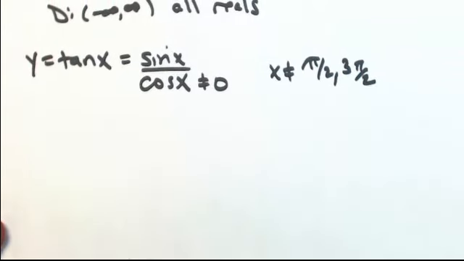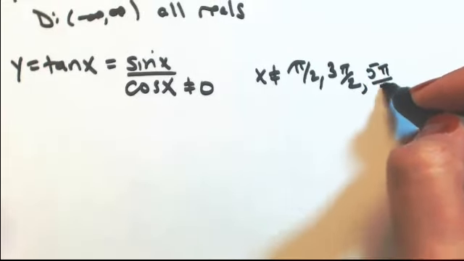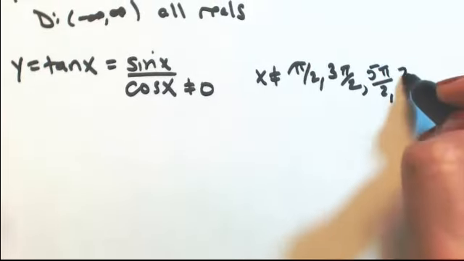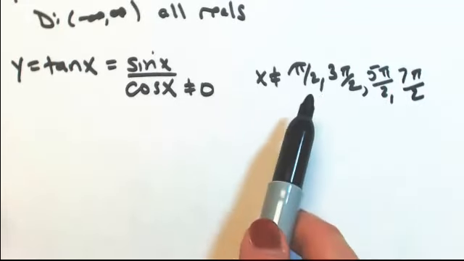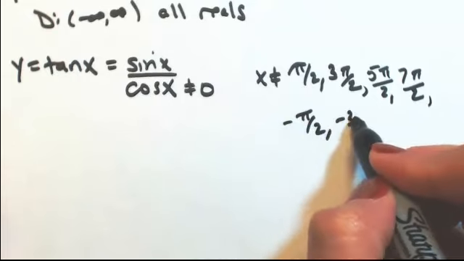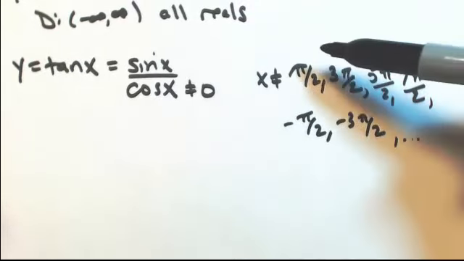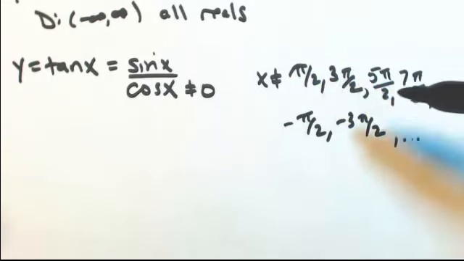But if you think about it, that's just in one revolution of the circle. We can keep going around and around and around, so we could end up at 5 pi over 2, 7 pi over 2, or we could go backwards. We could go negative pi over 2, negative 3 pi over 2, and so on and so on. So if you look at the top, the numerator, those were always odd numbers. They could have been negative as well.